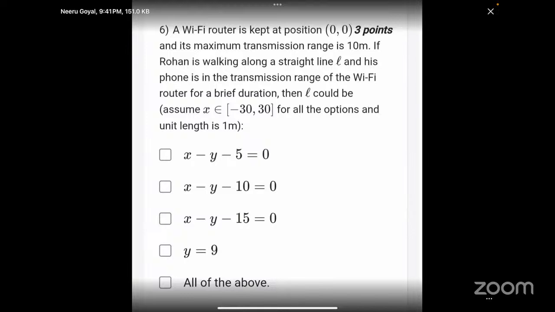And his phone is in the transmission range. Could be an issue.